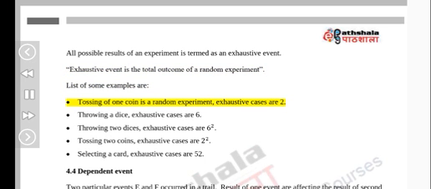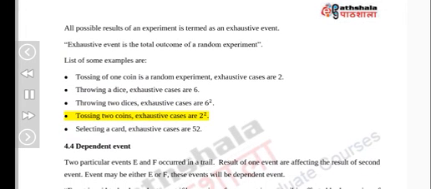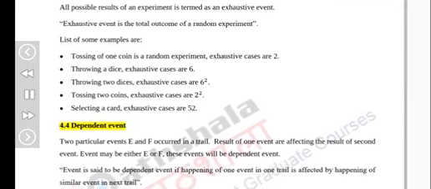Tossing of 1 coin is a random experiment. Exhaustive cases are 2. Throwing a dice, exhaustive cases are 6. Throwing 2 dice, exhaustive cases are 6 squared, 36. Tossing 2 coins, exhaustive cases are 2 squared, 4. Selecting a card, exhaustive cases are 52.